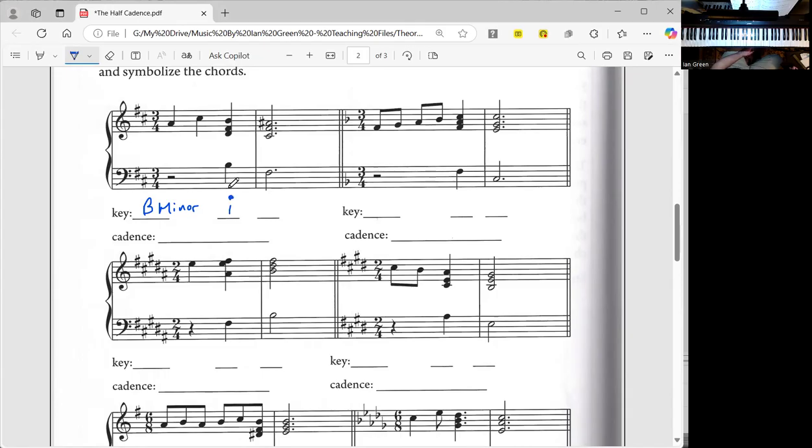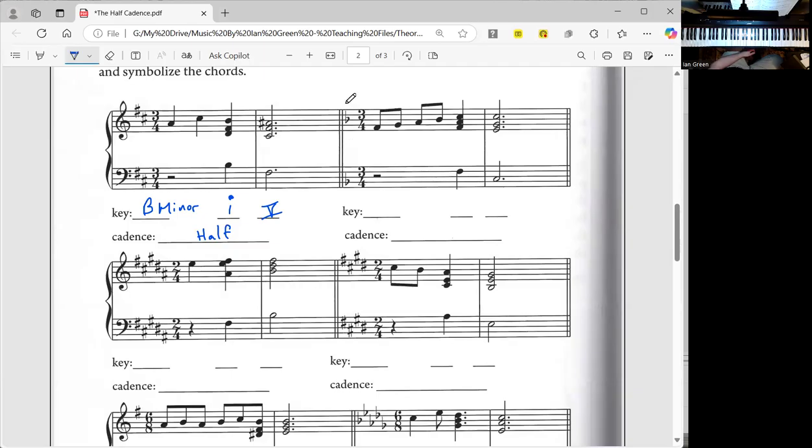So we know we can't have a plagal cadence or an authentic cadence because the tonic is the first chord of this progression. So we know it has to be then a half cadence going from 1 to 5. B minor to F sharp major. Let's go to the next example.